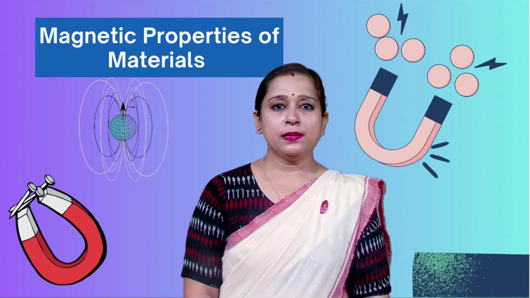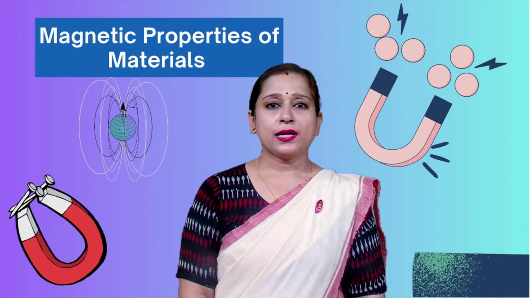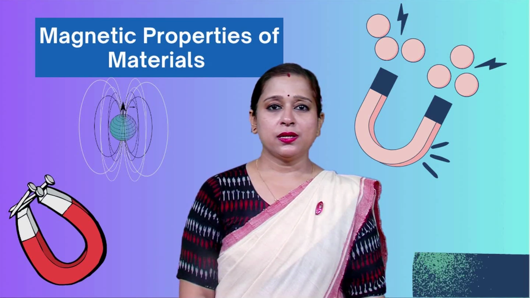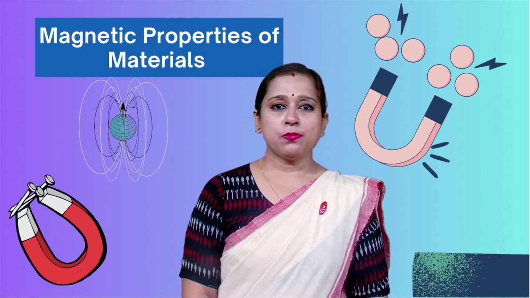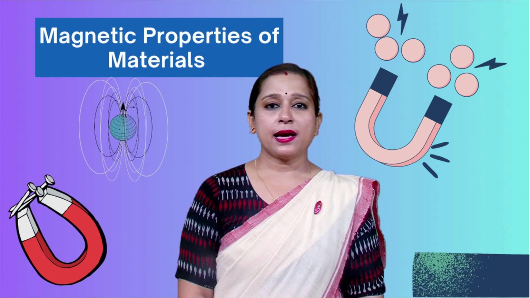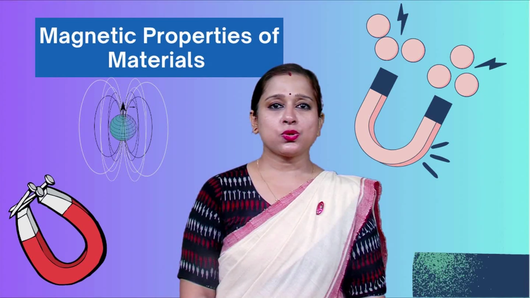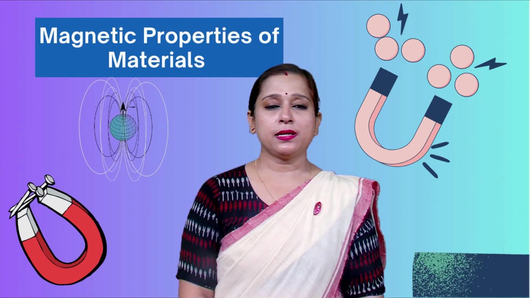In a ferromagnetic material, in the unmagnetized state, atomic dipoles in small regions called domains are aligned in the same direction. The domains exhibit a net magnetic moment even in the absence of an external magnetizing field. However, the magnetic moments of the neighboring domains are oriented in the opposite directions. They cancel out and therefore the net magnetic moment of the material is 0. On applying an external magnetic field, these domains align themselves in the direction of the applied field. In this way, the material is strongly magnetized in the direction parallel to the magnetizing field.